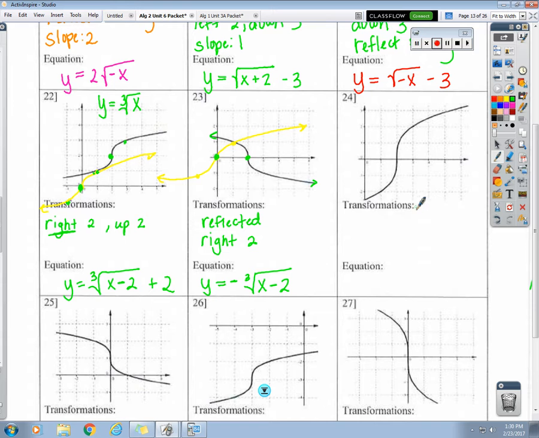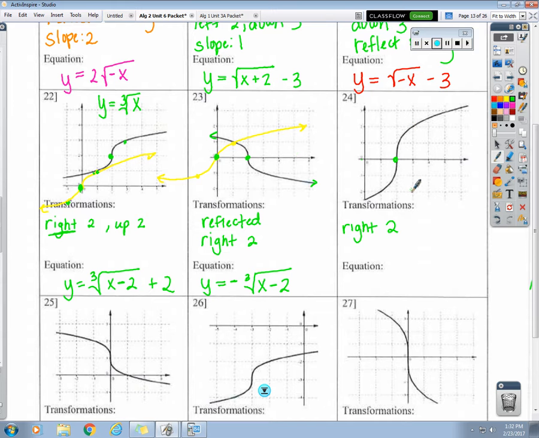Okay, why don't you take a second and try 24. Alright, number 24. Okay, the center, I'm not going to keep drawing the parent function every time because you should start just kind of knowing what's happened. The center has moved from 0, 0 to here, which is what kind of shift? Right 2. Has there been a reflection of any kind? No, it's still going up and right and down and left like the parent function does.